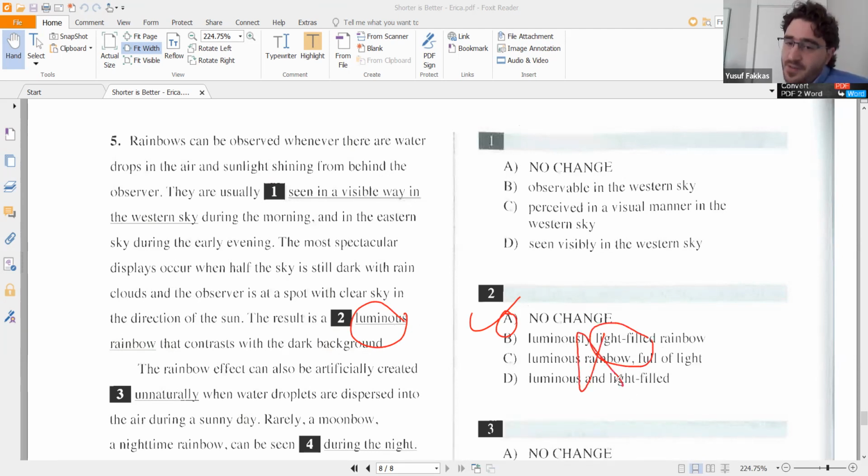So all of these options, B, C, and D, are repeating the same idea with 2 different words, but we actually need one of them.